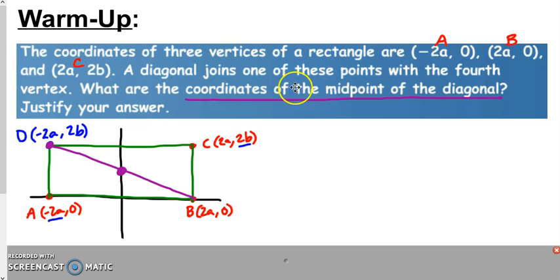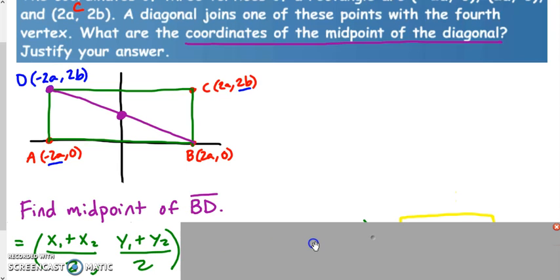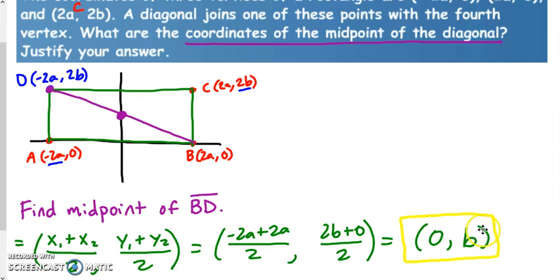Now we are asked for the coordinates of the midpoint of this diagonal here, connecting the fourth vertex, which is D, with the vertex across from it, which would be B. So in order to find the midpoint right here, we're going to need to use the midpoint formula. So we're finding the midpoint of segment BD, and you can see in my work I'm using the midpoint formula, and that will give me this, which will then simplify to 0, B. So the answer for the warm-up is 0, B.